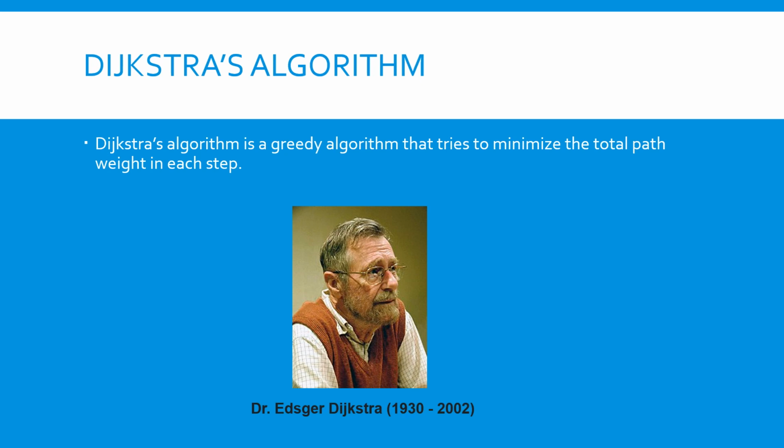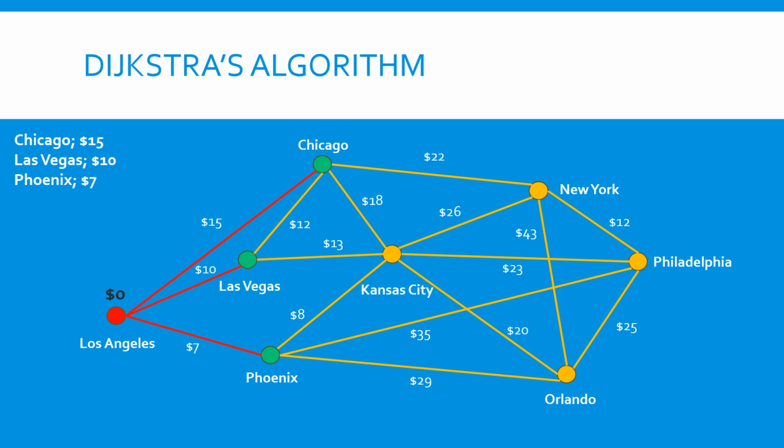To solve the shortest path problem, we introduce Dijkstra's algorithm. This greedy algorithm minimizes the total cost needed to visit a new node in each pass. It was invented by Dutch computer scientist Dr. Edsger Dijkstra in 1959. Let's see how Dijkstra's algorithm works.